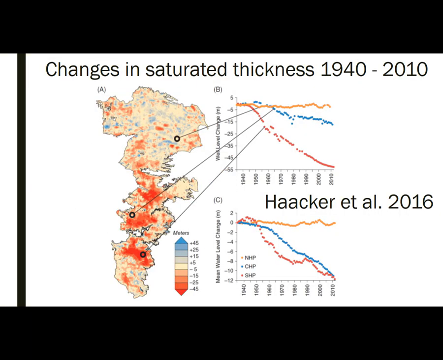We also know that water availability is declining, and it's declining quite rapidly in portions of the aquifer, mostly in the south and western portions of the aquifer. So here's some results from Aaron Hacker and co-authors from 2016, and it shows that parts of the aquifer have lost more than 40 meters, I should say, of saturated thickness. So between 100 and 200 feet of saturated thickness in some areas.